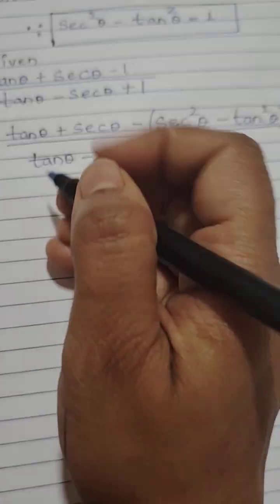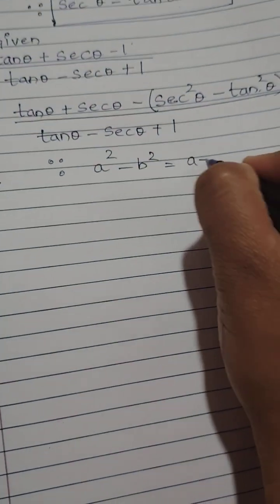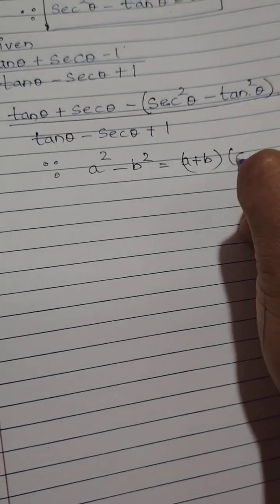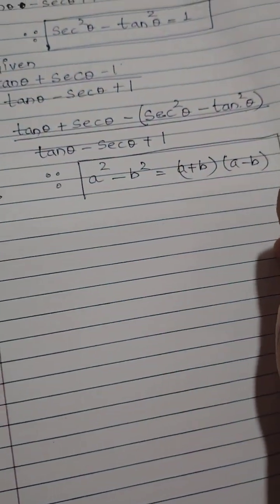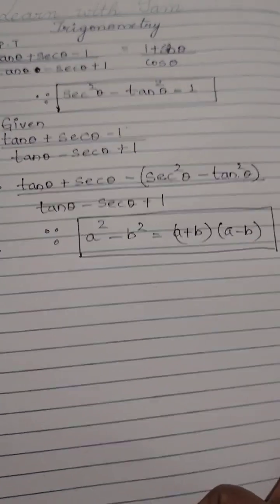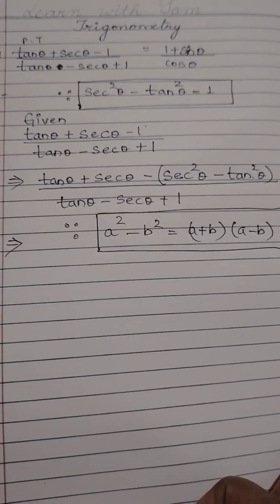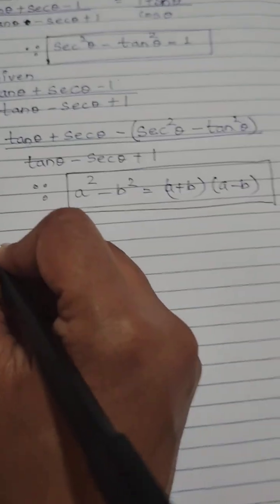Now when you observe, this is in the form of a square minus b square. You know another identity: a square minus b square is equal to a plus b into a minus b. I would suggest all the students to write these identities in boxes, so that the examiner, when he or she is correcting your paper, should be very clear and confident that you, the student writing the exam paper, know the answer very well.